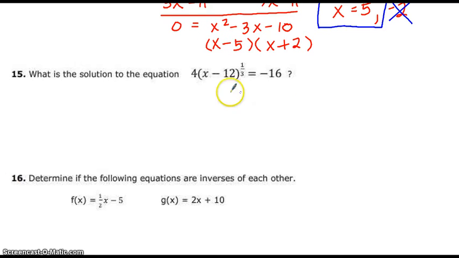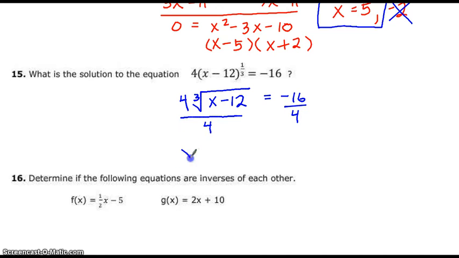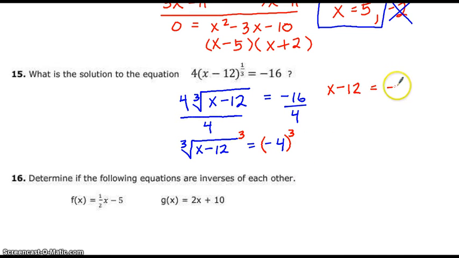All right, number 15, you want to convert this rational exponent into a radical as your first step. So denominator makes it a cube root of x minus 12. Okay, we need to isolate our radical, so I'm going to divide by 4 first. That's negative 4. We need to cancel out our radical now, so I need to cube both sides. Put that in parentheses. So x minus 12 equals negative 64. And then we need to add 12.